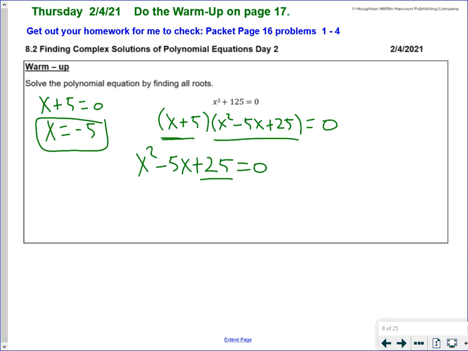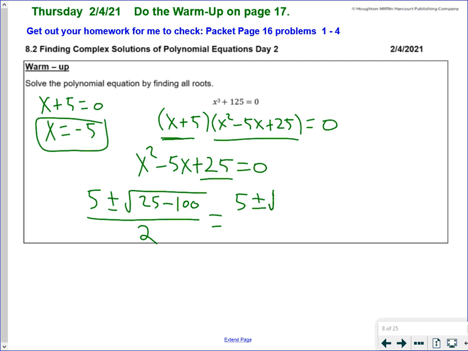The quadratic formula is -b plus or minus the square root of b squared minus 4ac, all over 2a. So we get 5 plus or minus the square root of b squared, which is 25, minus 4ac, which is 100, all over 2a, or just 2. If we solve this out, we get 5 plus or minus the square root of -75, all over 2. We can take out that negative inside the square root and get 5 plus or minus i square root of 75, all over 2. And now we need to find the prime factorization of 75.